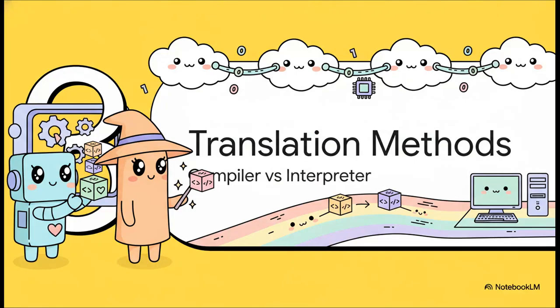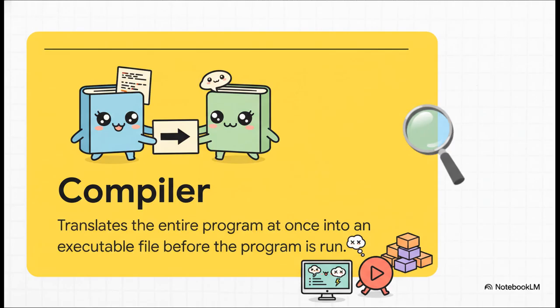Okay, so we've established that our high-level code needs to be translated. The software that actually does this job is called a translator. And for your GCSE, you need to know the two main types: compilers and interpreters. First, let's look at the compiler. A compiler's job is to translate your entire program all at once before you run it. It creates a brand new file called an executable. That's a file that can run all by itself, even without the original source code. Think of it like translating a whole book from cover to cover and then handing you the finished translation.